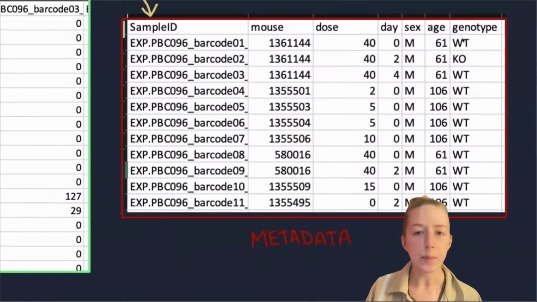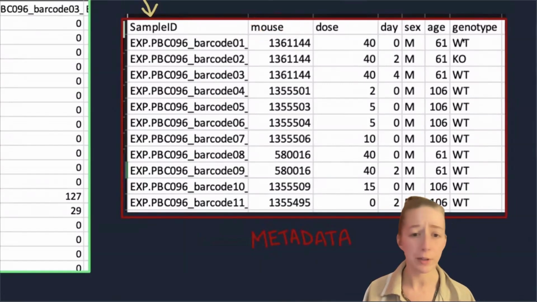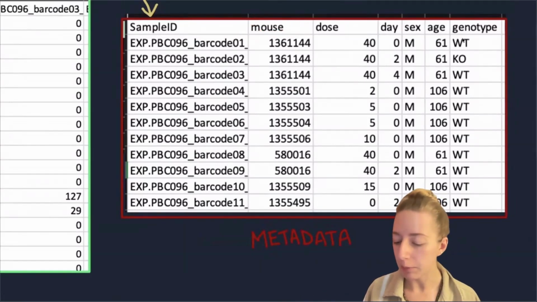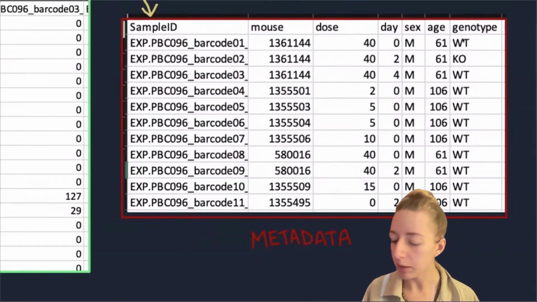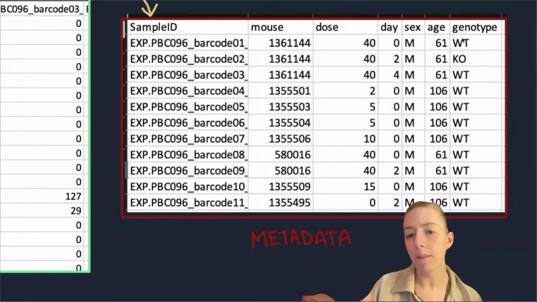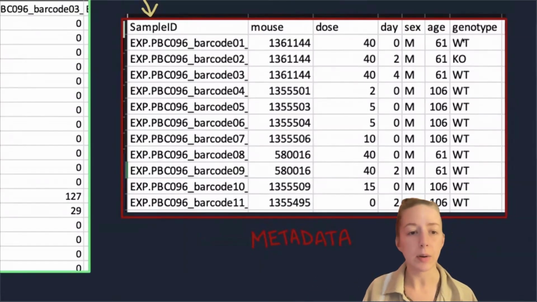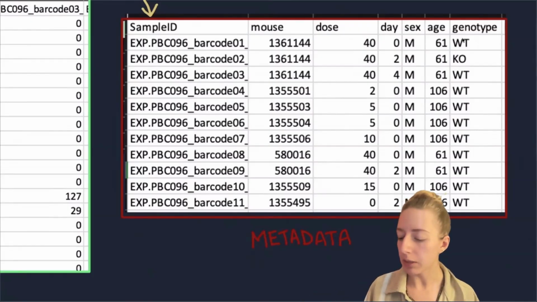And some examples of things you can put in your metadata are your mouse IDs. For example, this is actually my metadata table from a previous experiment. We have our dose, so the dose of treatment that the mice received, what day, what sex the mice are, the age, genotype, and so on. And so these are all variables that later on you can test. So I always recommend including as much information as you can in your metadata table for whatever experiment you end up doing. Because you never know what you'd like to compare in the end, right? You might find differences that you didn't expect.